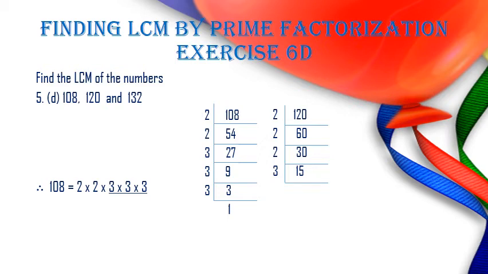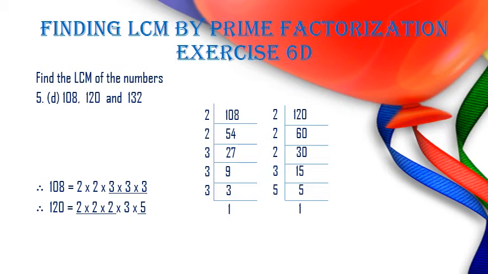15 cannot be divided by 2, so we will divide it by 3. And 15 divided by 3 gives 5. 5 divided by 5 gives 1. Now the third number is 132, and the prime factors of 120 are 2 multiplied by 2 multiplied by 2 multiplied by 3 multiplied by 5.